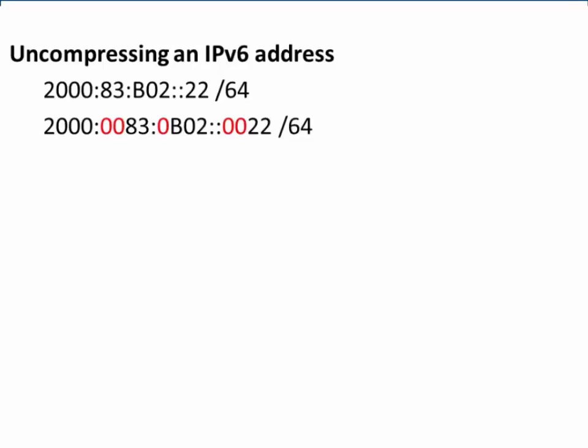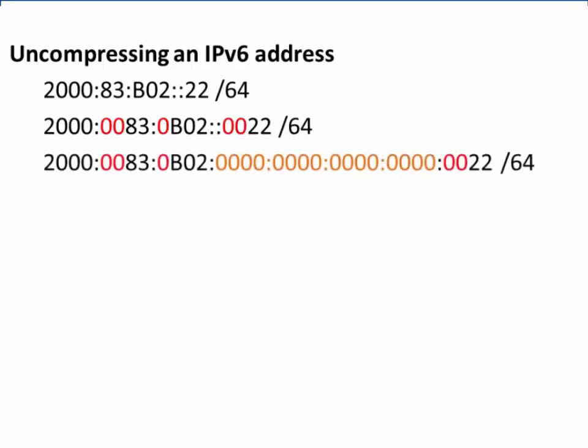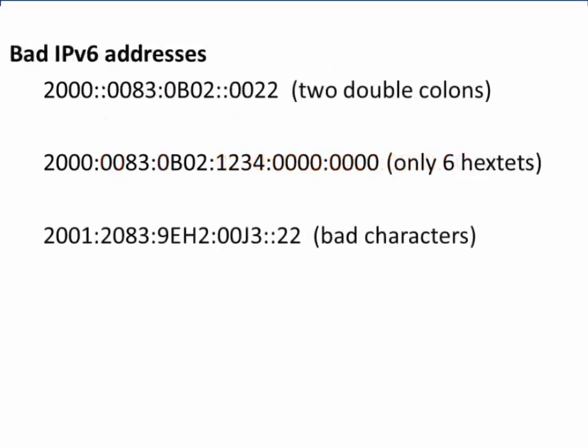Notice how we currently have 4 hextets with a double colon. This signifies to us that there are 4 hextets of zeros that need to be replaced if we're going to uncompress the address. We simply replace the double colons with a grouping of 4 hextets of zeros, and the address has been uncompressed. It's also useful for certification exams to be able to identify bad IPv6 addresses.